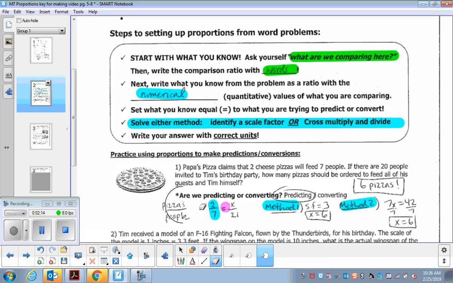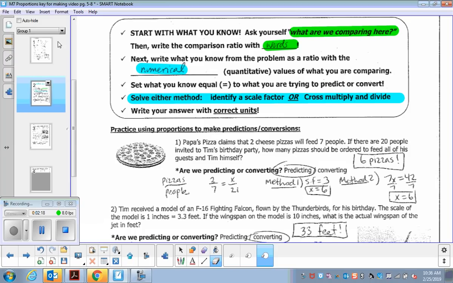So let's dive on in and take a look at this pizza problem. So Papa's Pizza claims that 2 pizzas will feed 7 people. If there are 20 people invited to Tim's birthday party, how many pizzas should be ordered in order to feed all of his guests plus Tim himself? All right? So the first thing we're going to do is ask ourselves, what are we comparing? We're comparing the number of pizzas to how many people it will feed. So right here with words, we've written the verbal model with words. We're comparing pizzas to people.